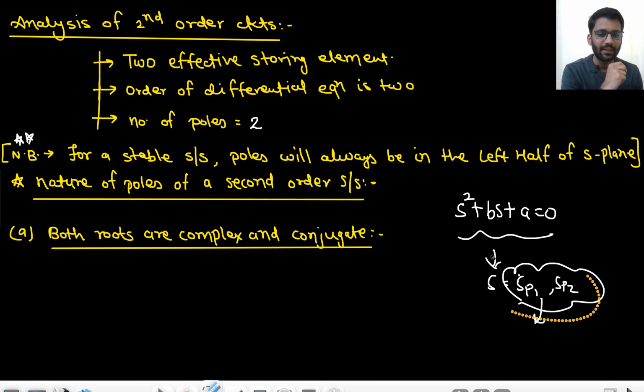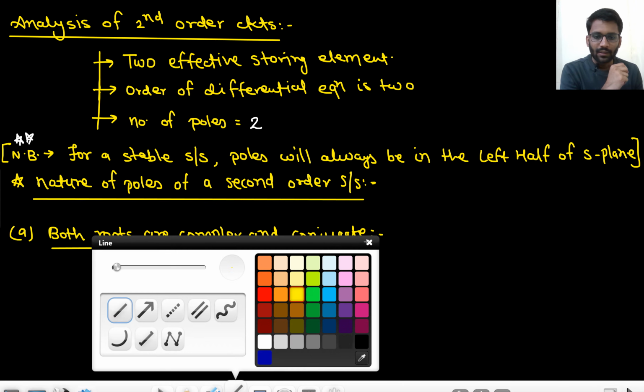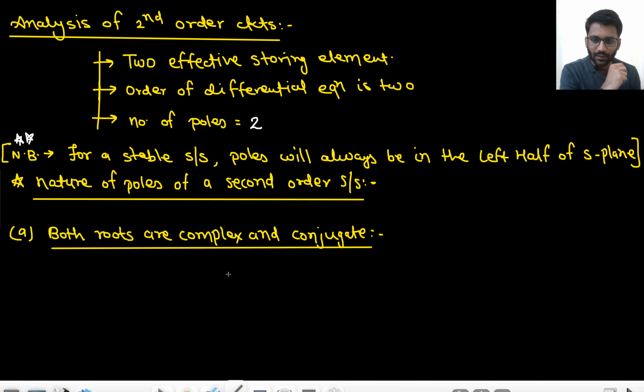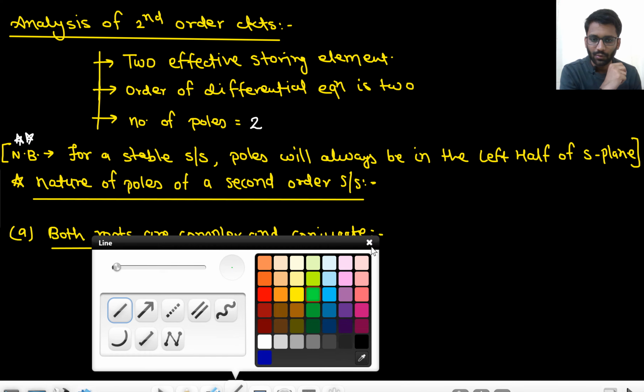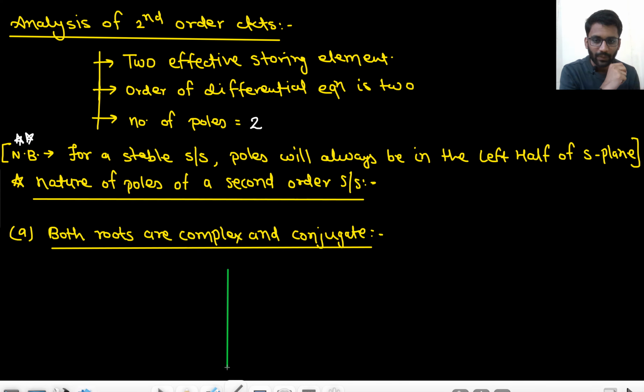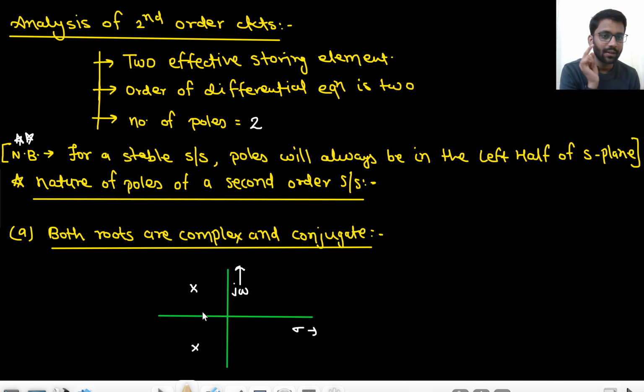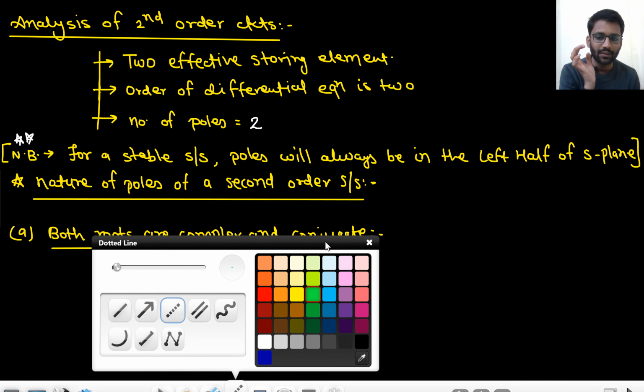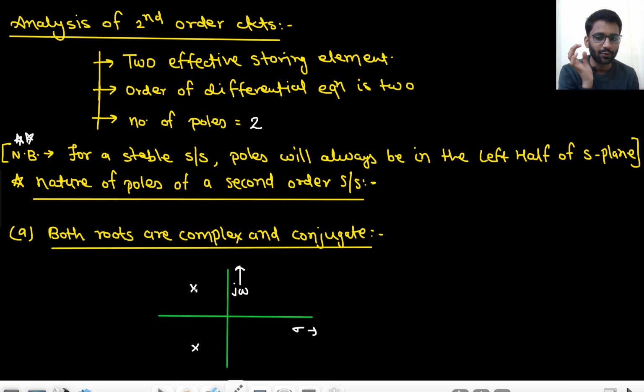So what do I mean by that? On an S plane, I will draw the roots. How am I thinking to draw the roots? Both are complex and conjugate. And I will draw them in the left half of the S plane, because I know all electrical circuits will be stable. So here I will draw. Both are complex and conjugate. If there is a complex root, that has to be conjugate for sure, okay?